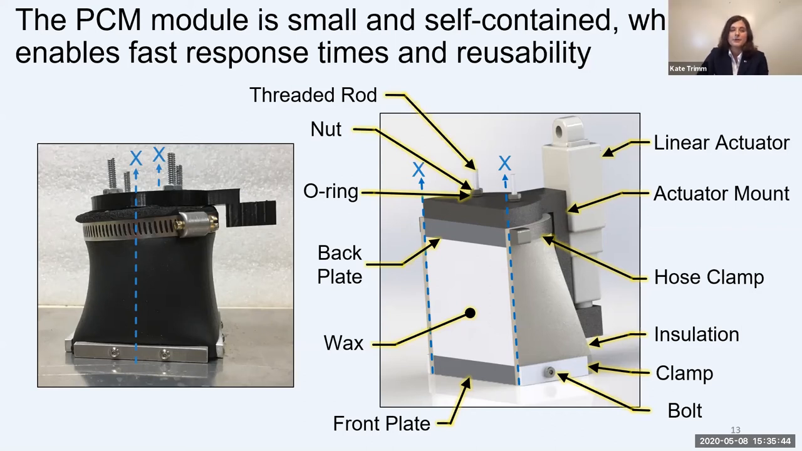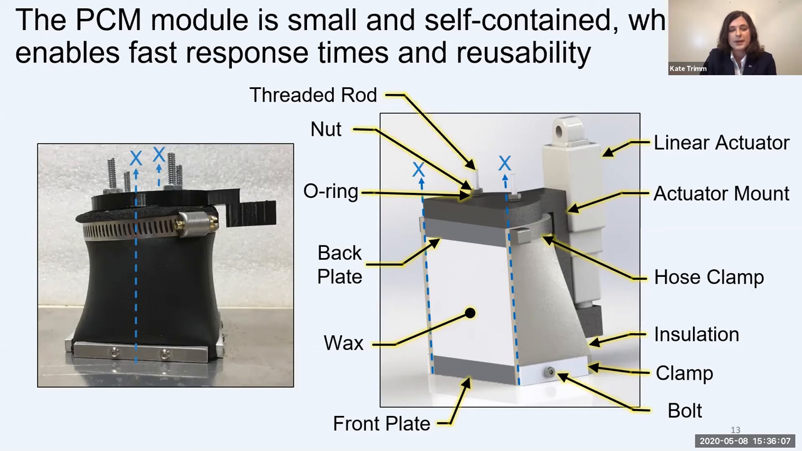For the back plate, we used the same material as the front plate for consistency, and we chose a round profile for convenience when filling the module with the PCM. We have threaded rod that runs through the module to retain structural rigidity in the axial direction, and it's threaded into the front plate and secured through the back plate with nuts, and those are sealed with O-rings.